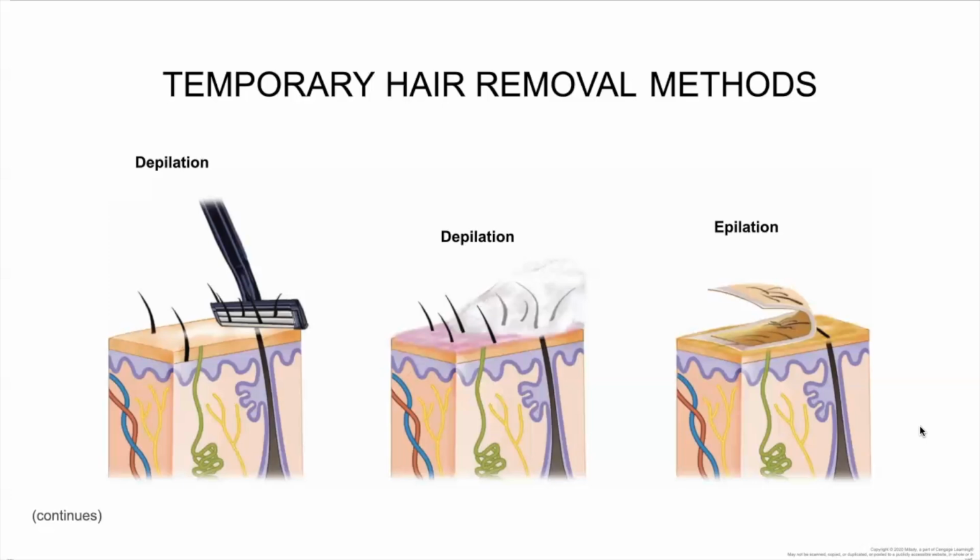So, temporary methods: home and professional depilation. Depilation is the process of removing hair at or near the level of skin. Think shaving or chemical depilation. Then you have epilation, which is the process of removing hair from the bottom of the follicle by breaking contact between the bulb and the papilla. This is tweezing, waxing, sugaring, and threading. So you're actually removing hair from the bottom of the follicle, breaking that bulb and papilla contact, and then depilation, which is shaving and/or chemical. So physical or chemical depilation hair removal methods.